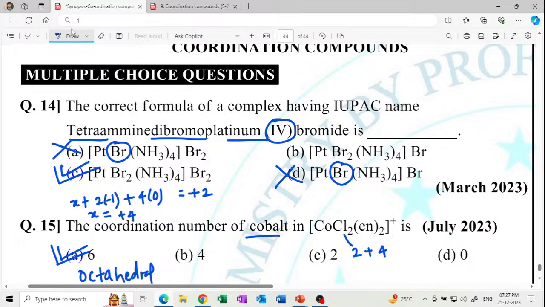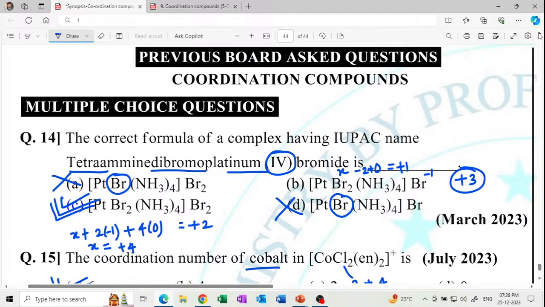Then in the B option, what is the oxidation state? In the B option, bromine is minus 1 and the charge is plus 1. Ammonia 4 is 0, and Br as minus 2, and platinum as X. So this is plus 3. Platinum is in the plus 3 state in the B complex. But in the C, there is a plus 4. So this is the correct option, [PtBr2(NH3)4]Br2. Get it? Note down. This is a very important question.